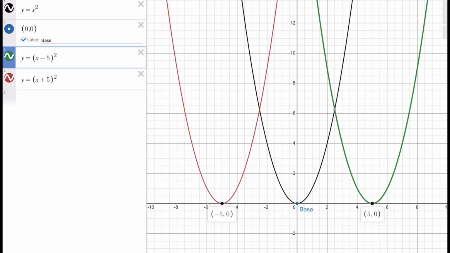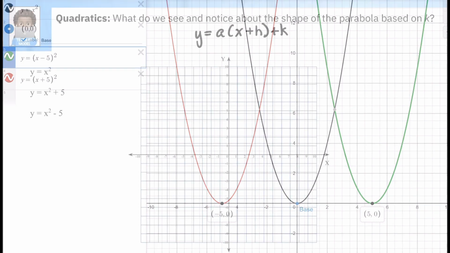All right, so here are 3 graphs of h, and you can see just our regular x squared in the middle. But when it's x minus 5, we moved to the right 5. That's our green parabola. And when it was x plus 5, we moved to the left 5, and that's our red parabola. So you can clearly see the difference, how it shifts when we have a positive or a negative h.